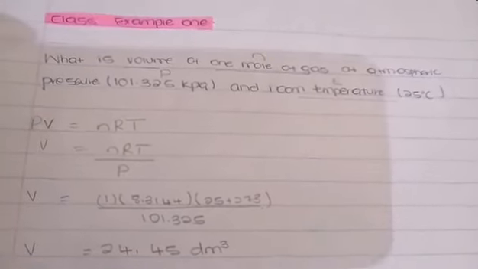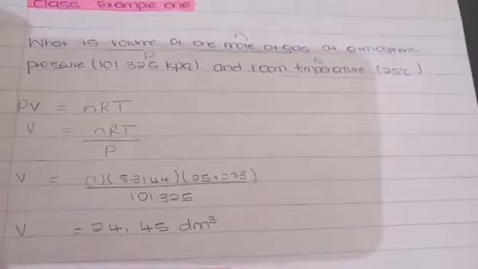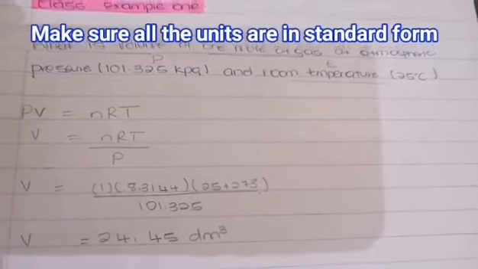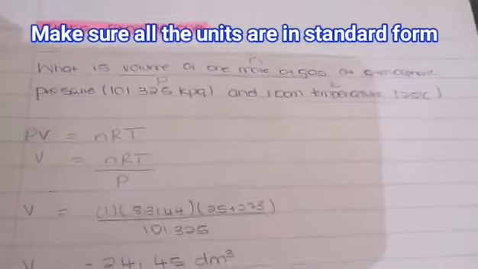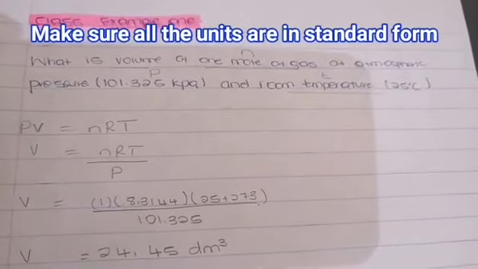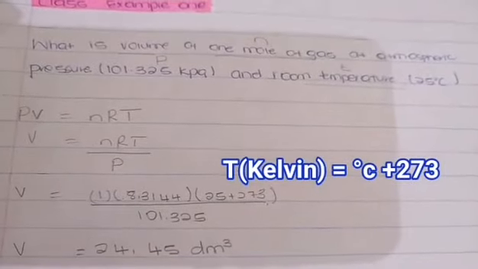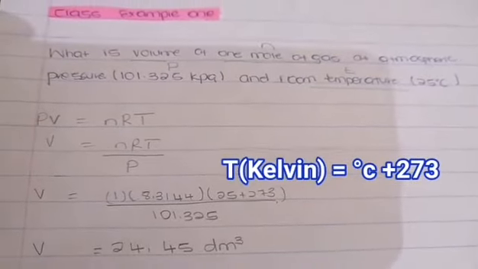This is an example from the class. It's a short example on the ideal gas law. We want the volume, we have the number of moles, we have the temperature, we have the pressure. So we know what to do. We get the volume using that formula.